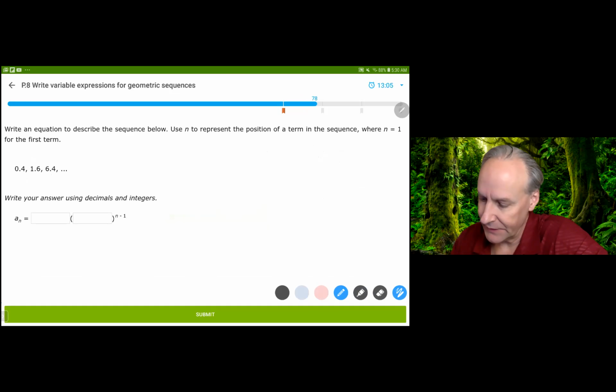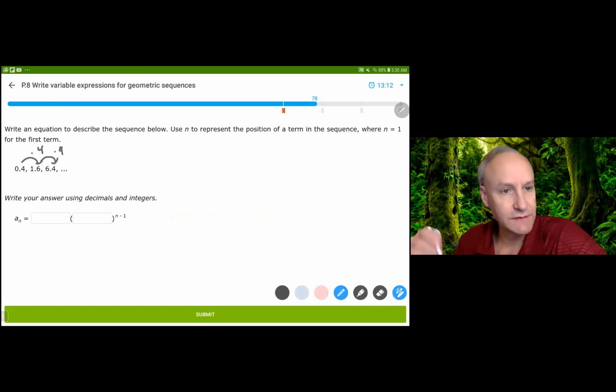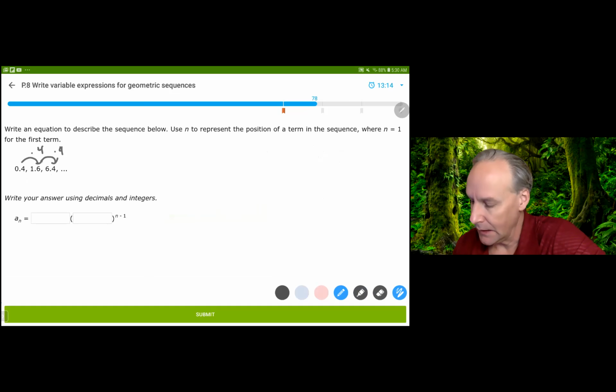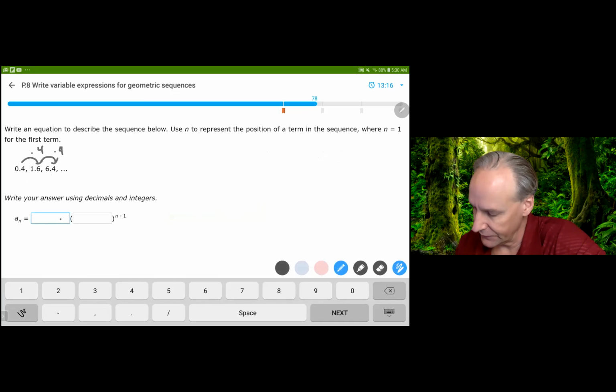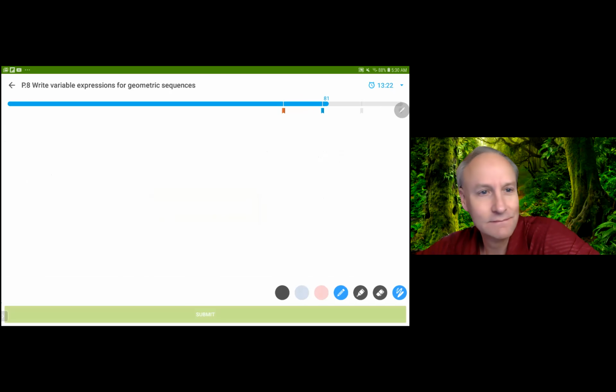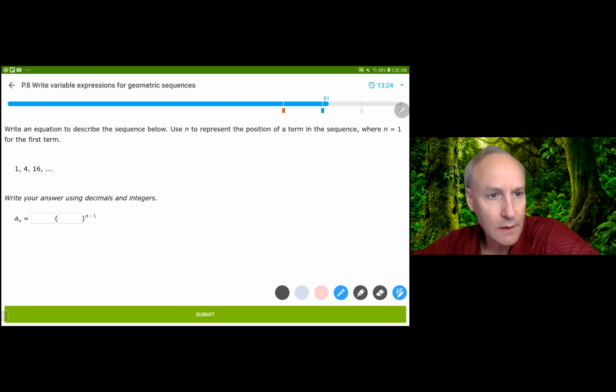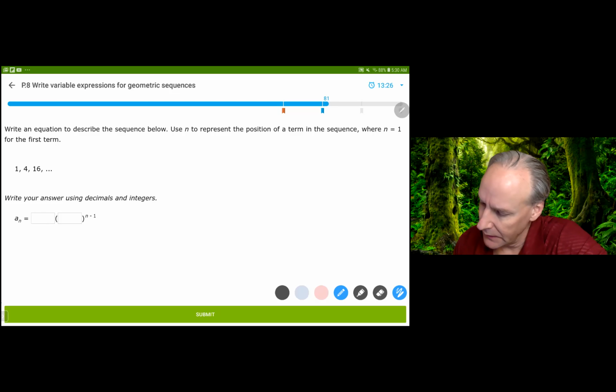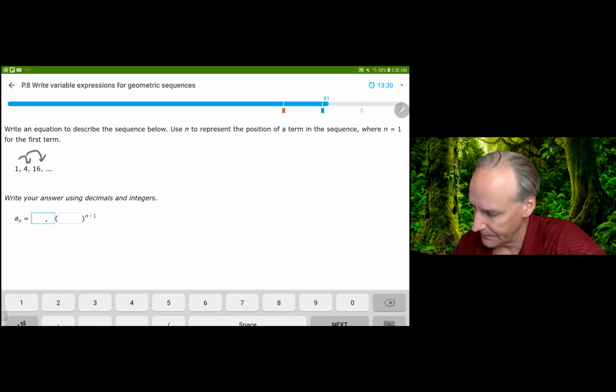Okay, we multiplied by 4. Hopefully you can recognize that that's just a 4 multiplier, just has a decimal with it. 0.4 is our first term, and 4 is our multiplier, and we're done. This time our first term is 1, and our multiplier is 4 again. We're multiplying by 4.